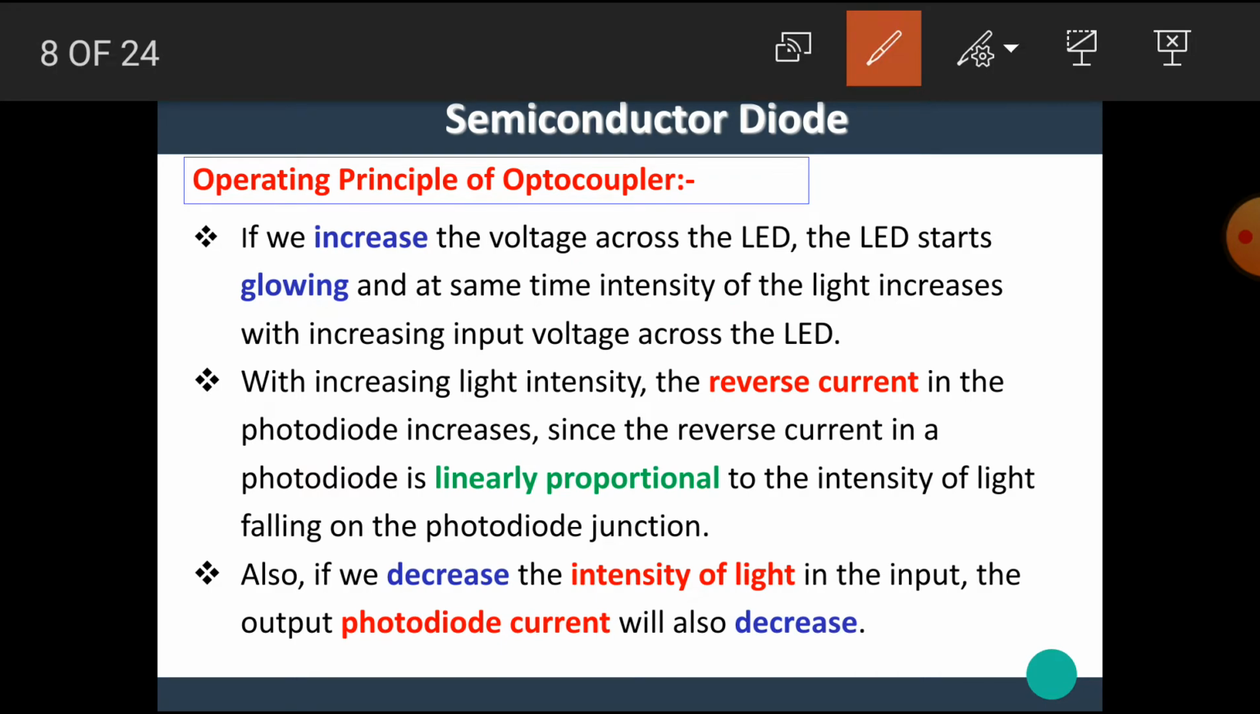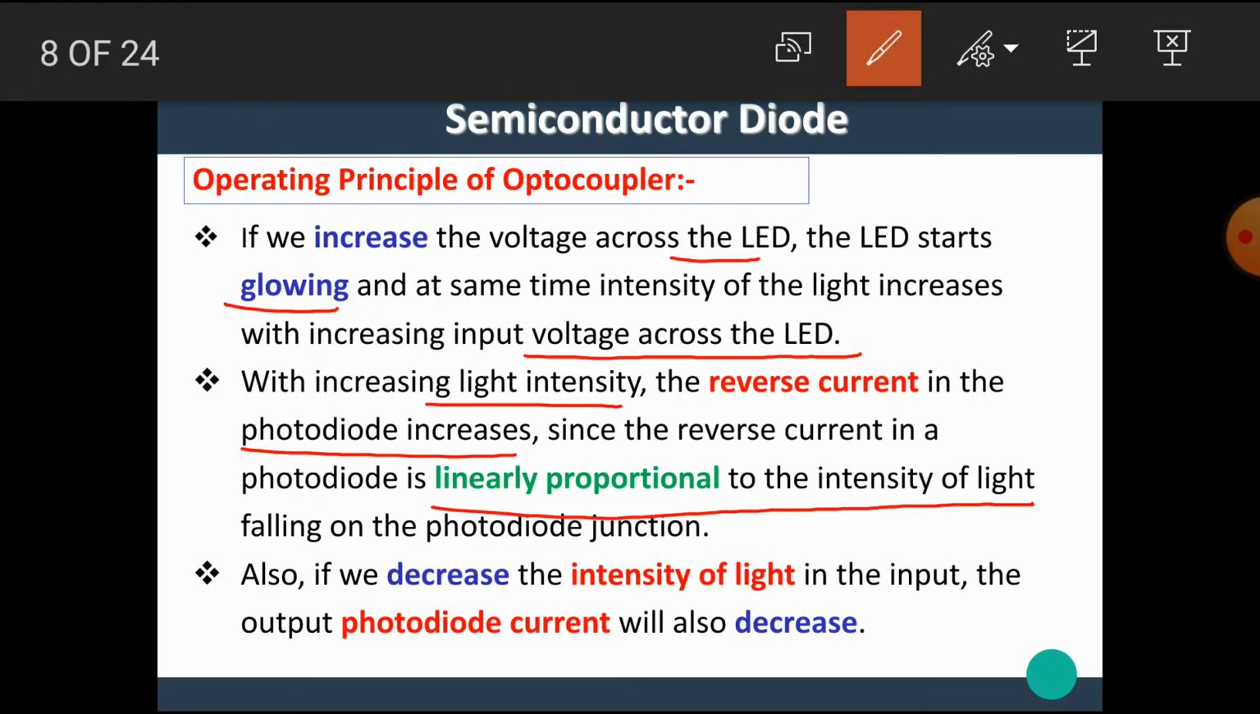If we increase the voltage across the LED, the LED starts glowing, and at the same time the intensity of light increases with the increase in the input voltage across the LED. With increasing light intensity, the reverse current in the photodiode increases, since the reverse current in a photodiode is linearly proportional to the intensity of the light falling on the photodiode junction. Also, if we decrease the intensity of the light in the input, the output photodiode current will also decrease.